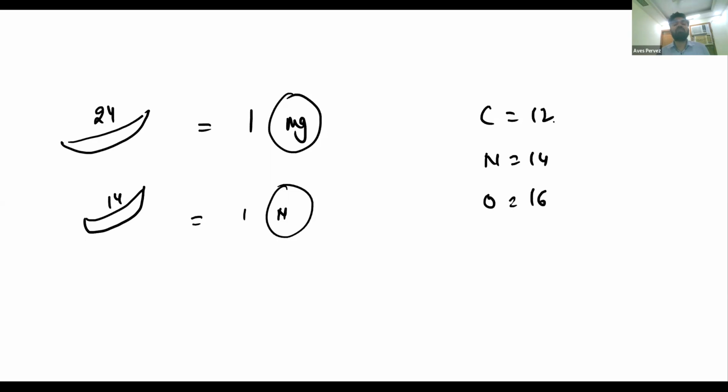So if we learn that the mass of carbon is 12, nitrogen is 14, and oxygen is 16, what does it mean? It means that the nitrogen atom is 14 times heavier than 1/12 the mass of a carbon atom, that is, one piece of a carbon atom. Such 14 pieces will be equal to the mass of one nitrogen atom.